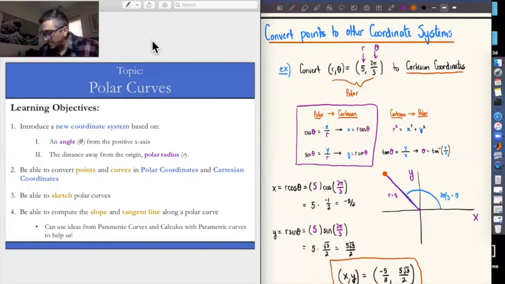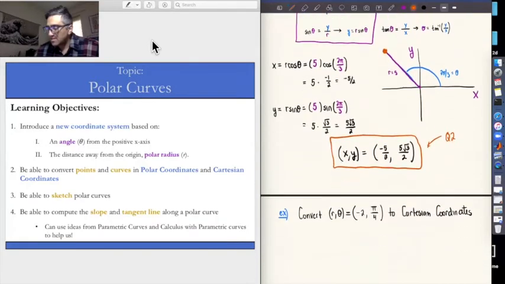And this point is landing us in quadrant 2, which is what we expect. Quadrant 2 has a negative x value, but a positive y value. So that's why I like plotting these as well, to make sure that our final answer does make sense. So let's practice another example.